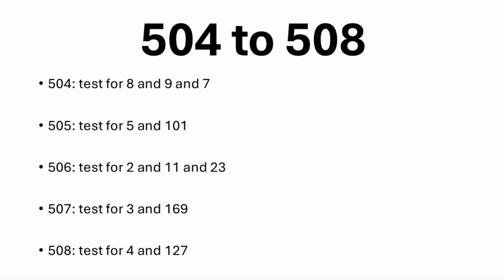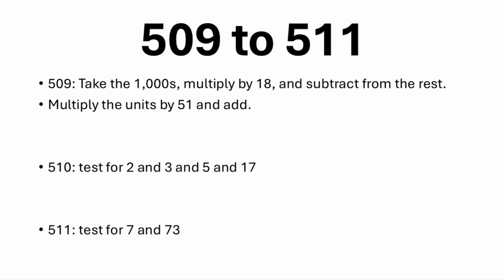505, test for 5 and 101. 506, test for 2 and 11 and 23. 507, test for 3 and 169. 508, test for 4 and 127. 509, take the 1000s, multiply by 18, and subtract from the rest.